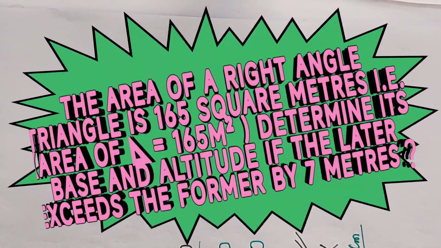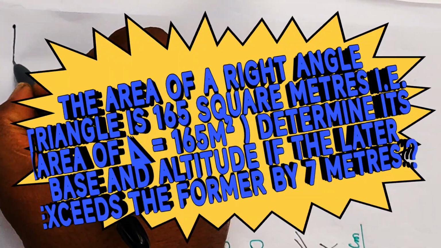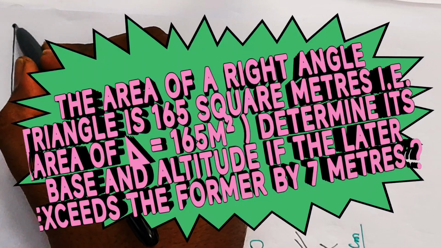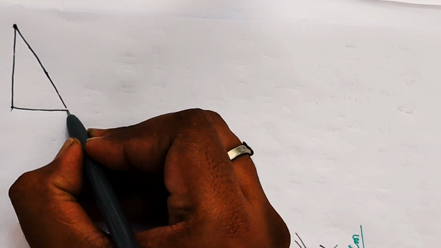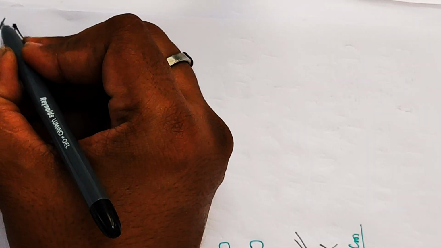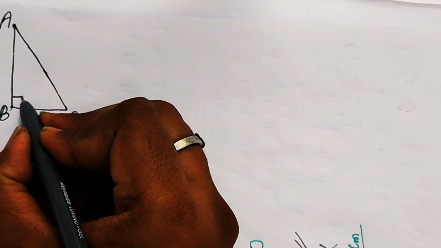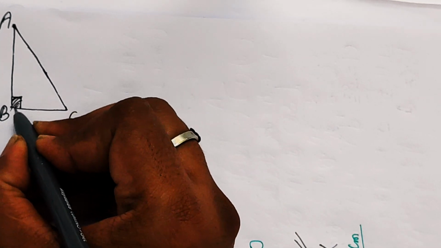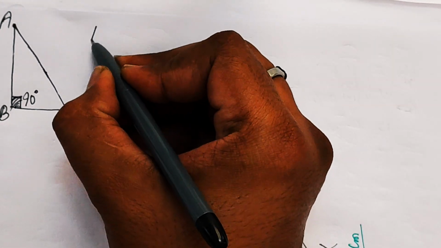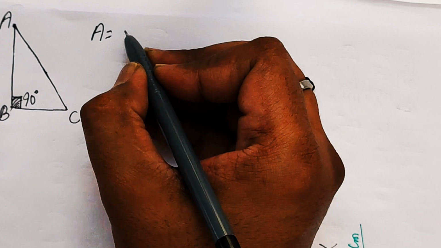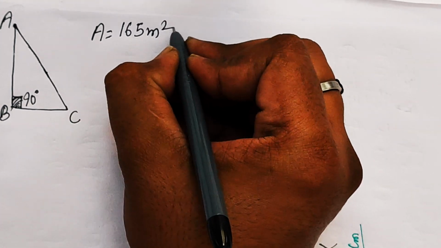It's given that a right angle triangle, let's say this is the right angle triangle given to you. Let's say this is A, B and C. Since this is a right angle triangle, let's say this angle B is 90 degrees. In this question, it is given that the area of this right angle triangle is 165 meter square.